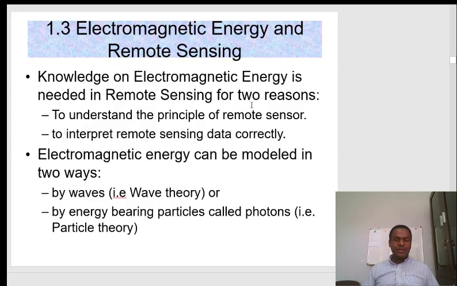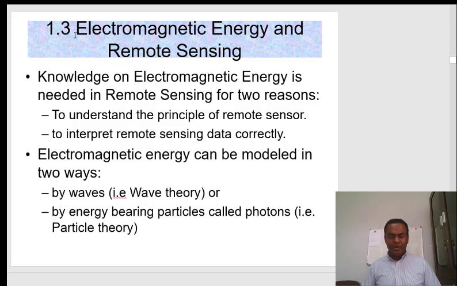Okay, now let's come to the very basic principles of remote sensing. So 1.3 is electromagnetic energy and remote sensing. Knowledge of electromagnetic energy is needed in remote sensing for two reasons. The first reason why we have to know electromagnetic energy is because this knowledge helps you understand the principle of remote sensors.